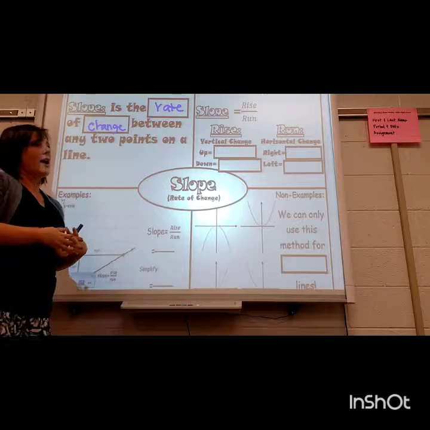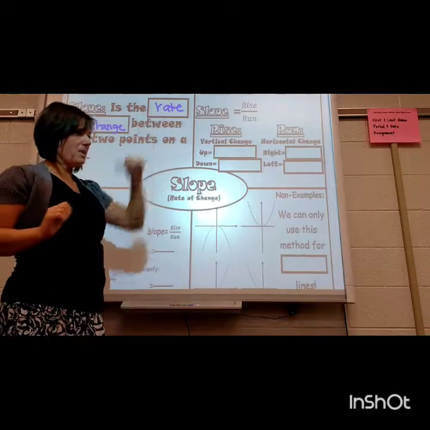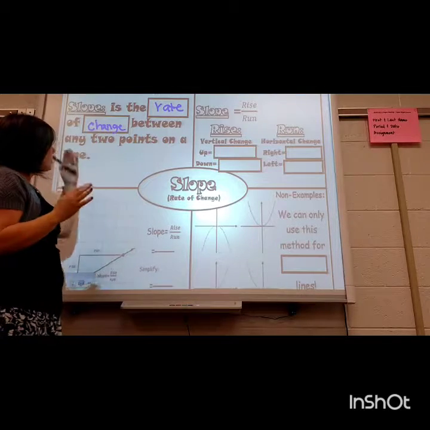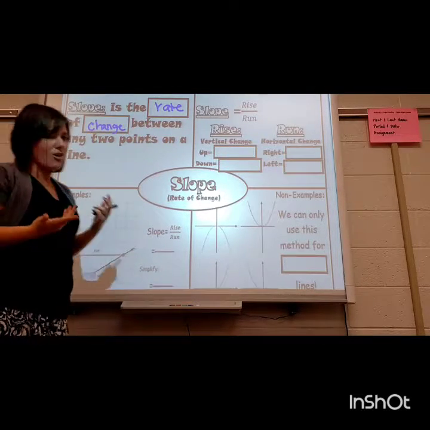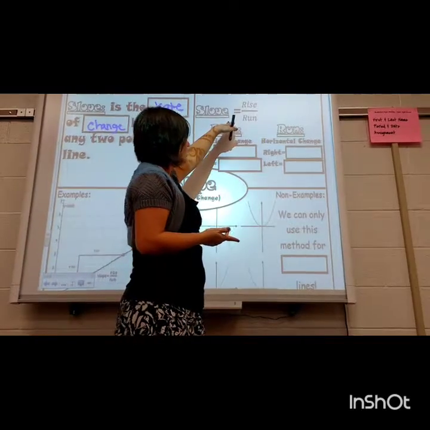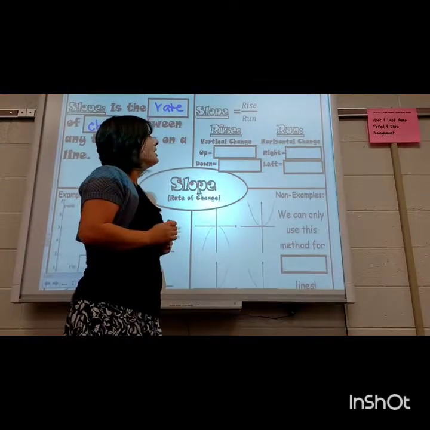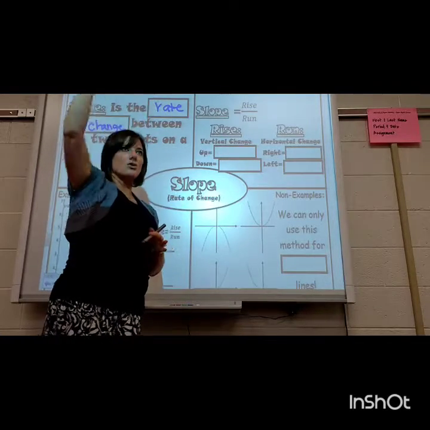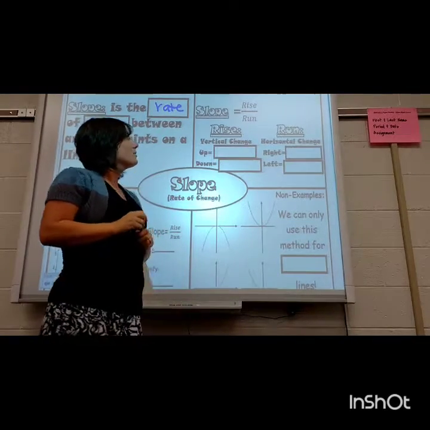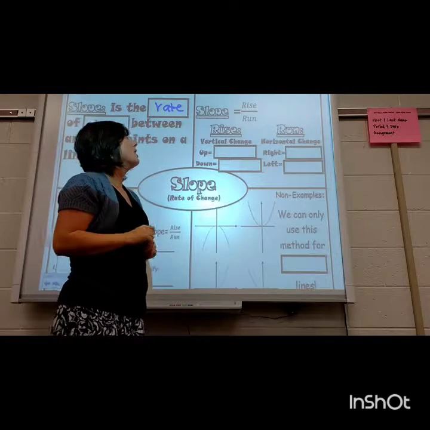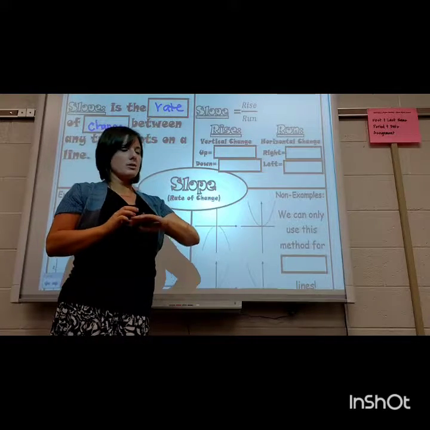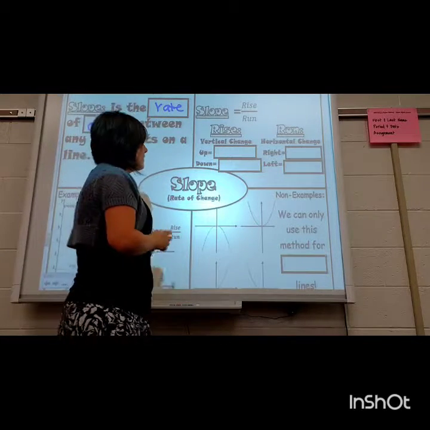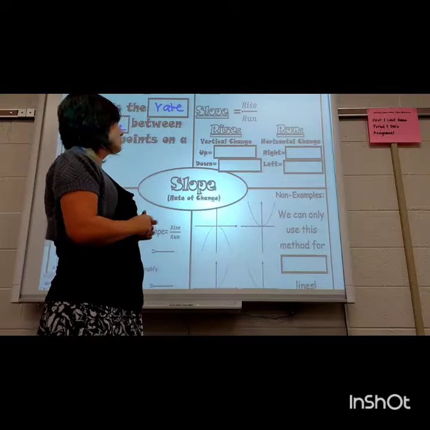So if you look at the first point, point A, and point B, and you calculate the change, it's the rate of change between those two points. Slope is also rise over run. Rise over run is the change vertically over the change horizontally. So rise measures how much it goes up or down, and run measures how much it goes to the right.